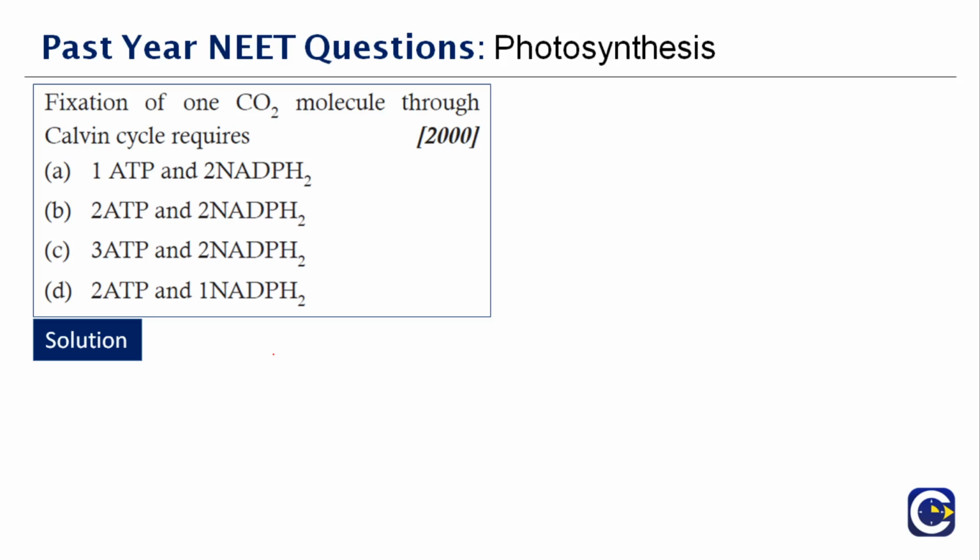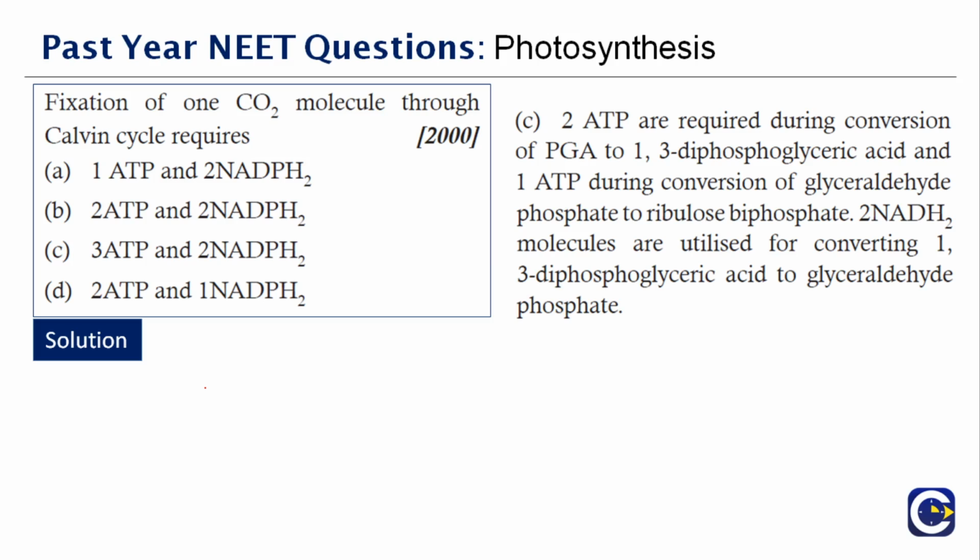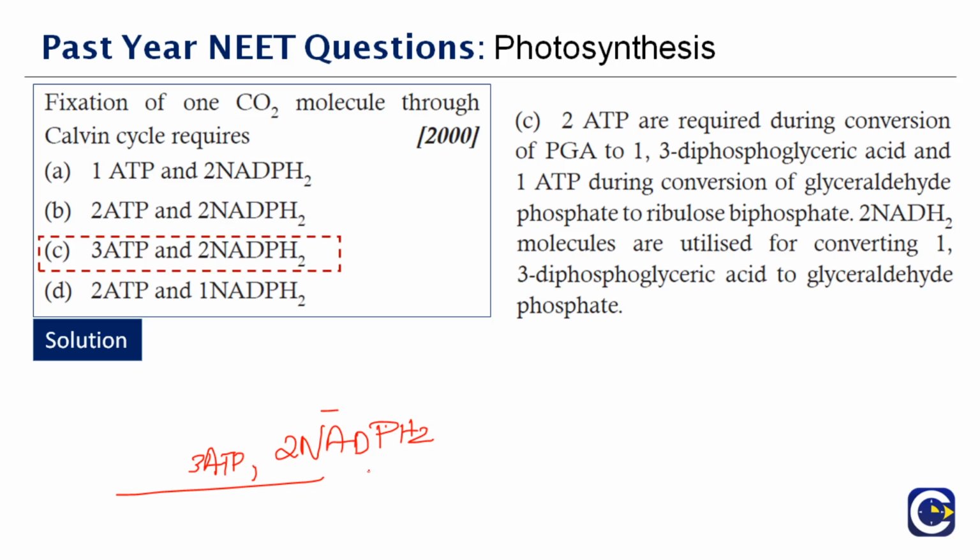Okay, so this part is understood, I think, the conversion of phosphoglyceric acid into phosphoglyceraldehyde. Apart from that, you also require 3 molecules of ATP and 2 molecules of NADPH2. Here you can see 2 NADPH2 molecules are utilized for converting 1,3-diphosphoglyceric acid to glyceraldehyde phosphate. So totally you require 3 ATP and 2 NADPH2. Okay. Option C is the right answer.